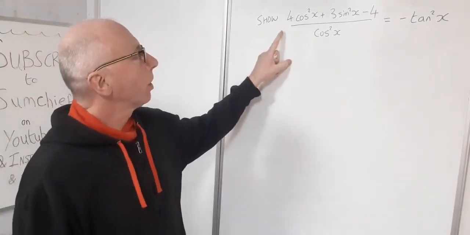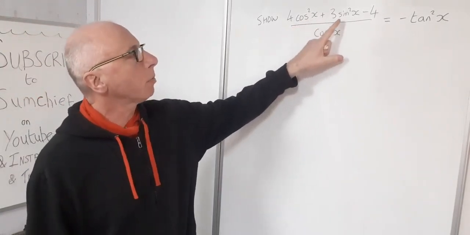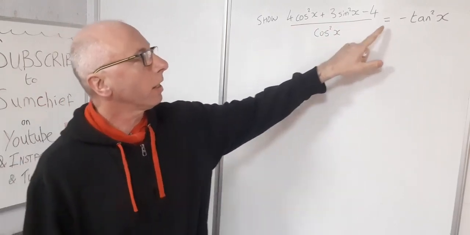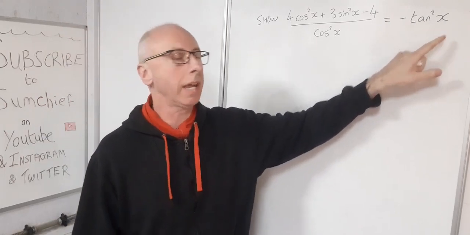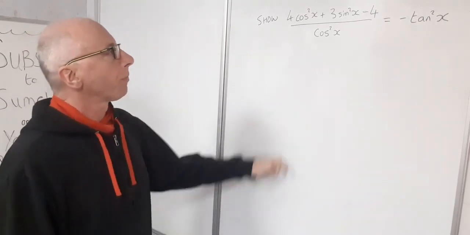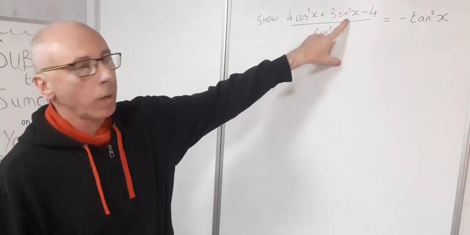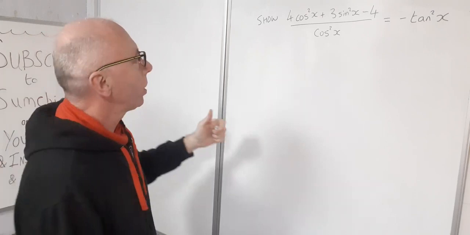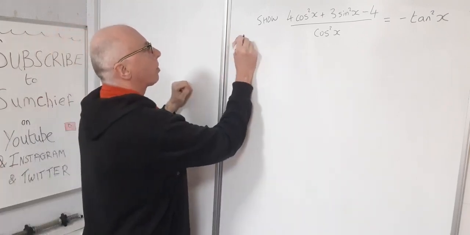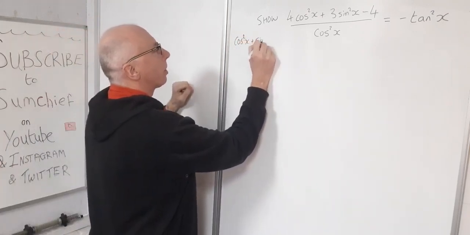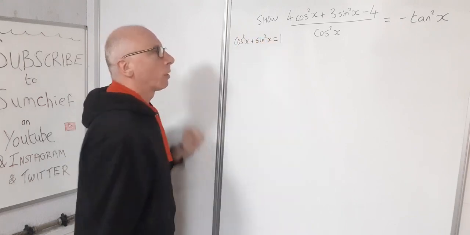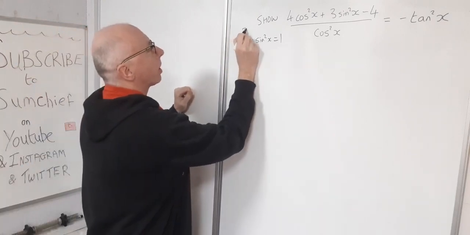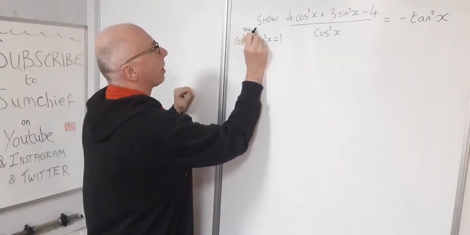So in this question here, I've got to show 4 cosine squared x plus 3 sine squared x minus 4 over cosine squared x equals minus tangent squared x. So with cosine squared x and sine squared x here, this is looking like we're going to use a trig identity, which is cosine squared x plus sine squared x equals 1. So that's a trig identity we can use there. So let's just put this here, trig identities.